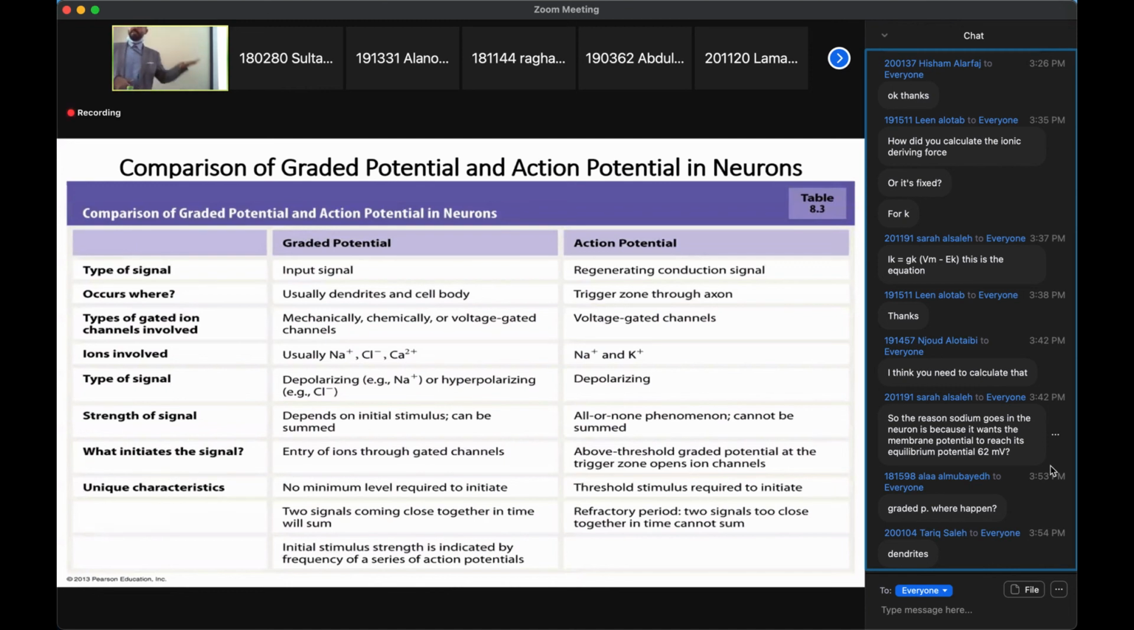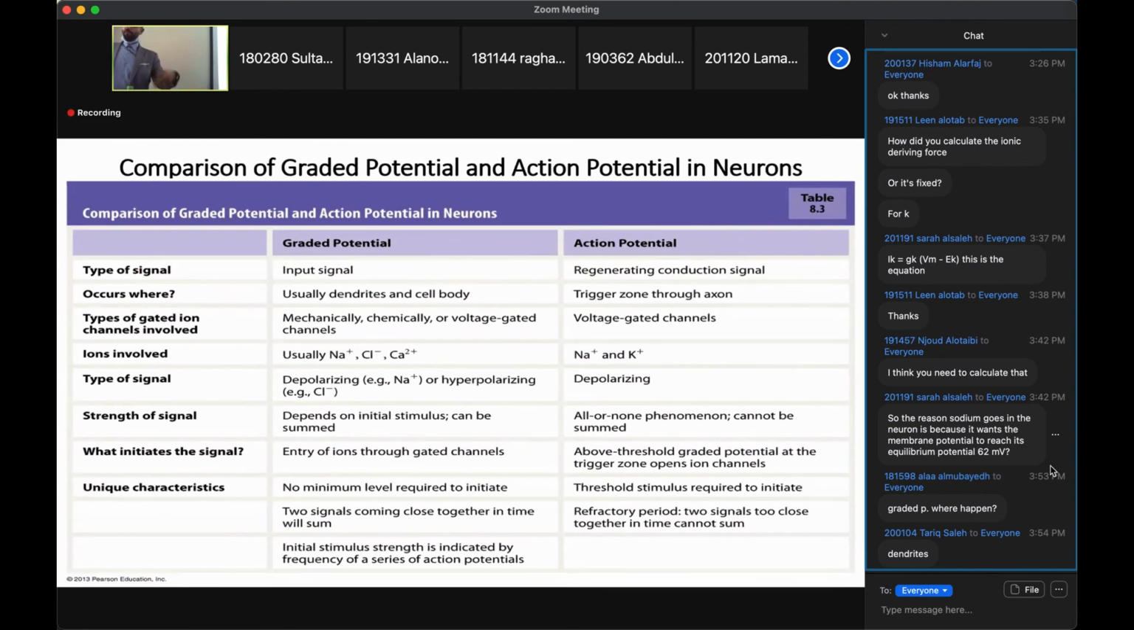So this table basically summarizes the difference between the graded potential and the action potential. Okay, the main difference is that the action potential has a constant amplitude. Graded potential doesn't. It can add up to become bigger. Also, the action potential is mainly mediated by the entry of sodium and the outward current of potassium. Whereas with the graded potential, it could be the entry of sodium, chloride, or calcium, depending on the receptor.